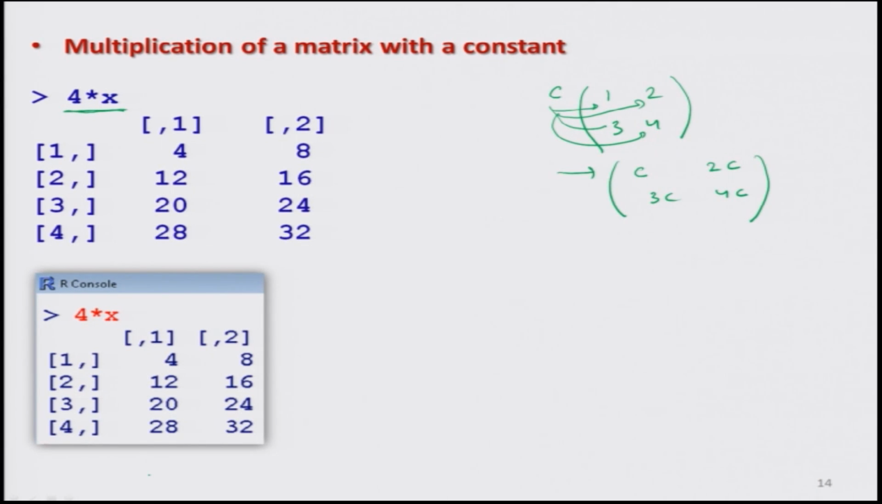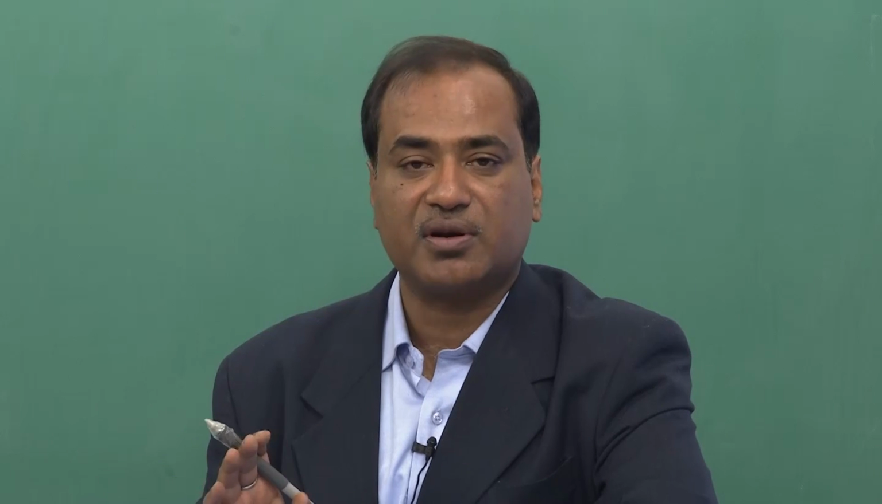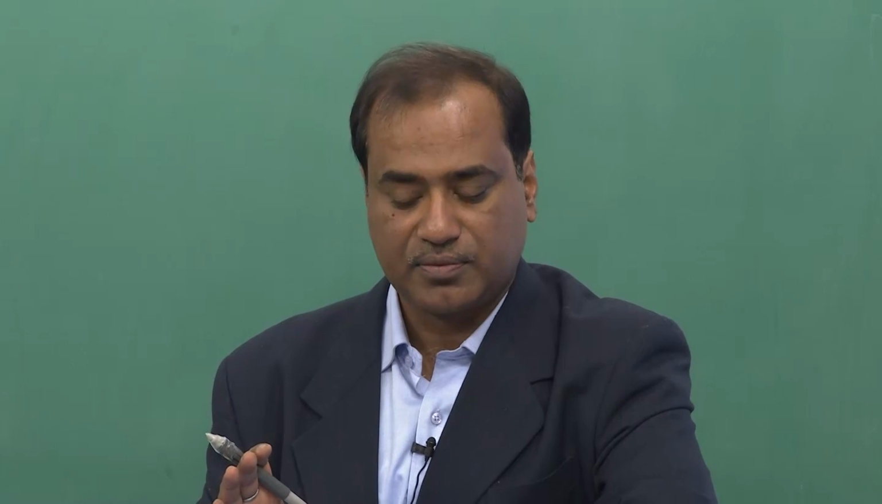Okay. One thing you have to keep in mind here, that whenever you are trying to multiply a matrix by a constant, then your operator here is star, the simple multiplication sign. But later on you will see that whenever we are trying to multiply two matrices, then the operator will be different, that does not remain as star.